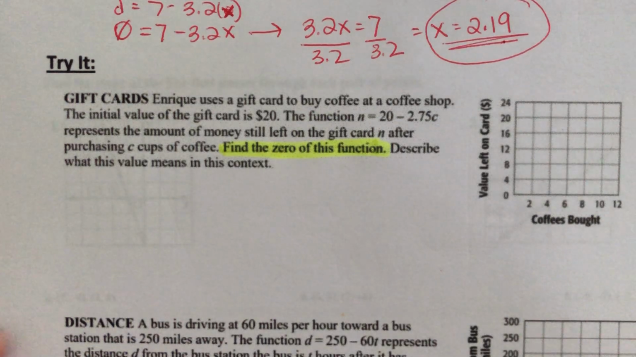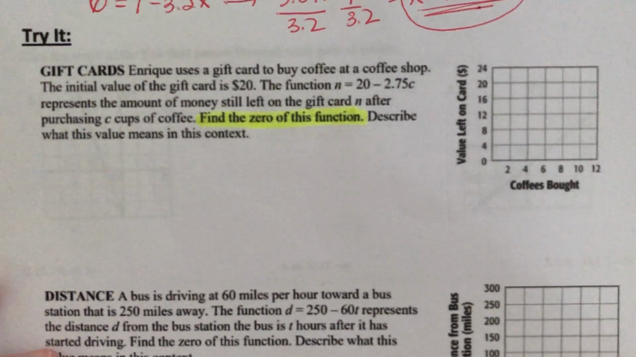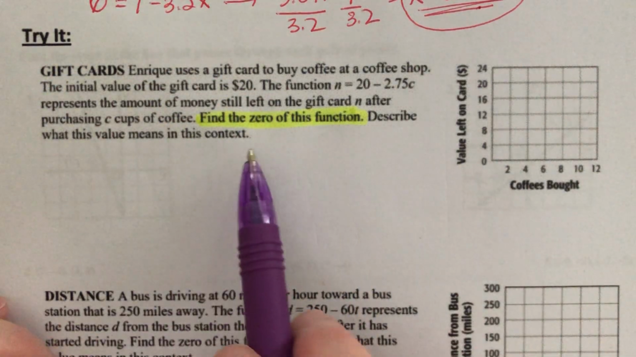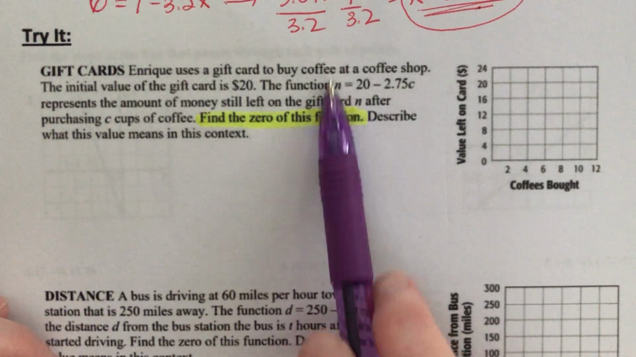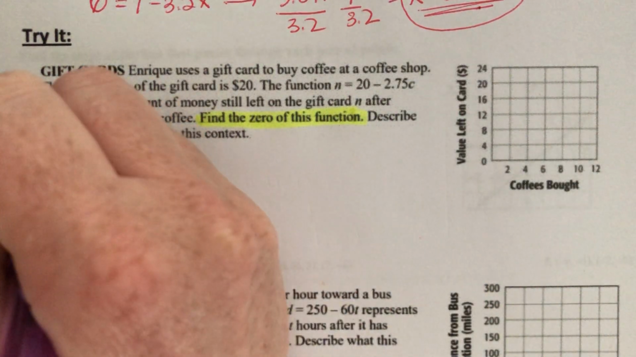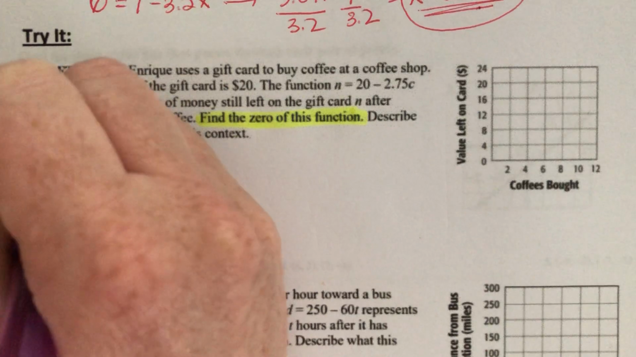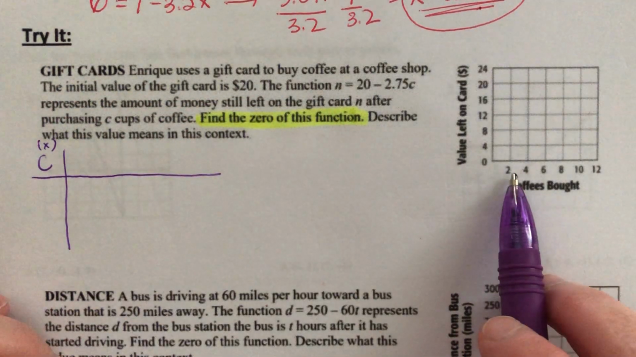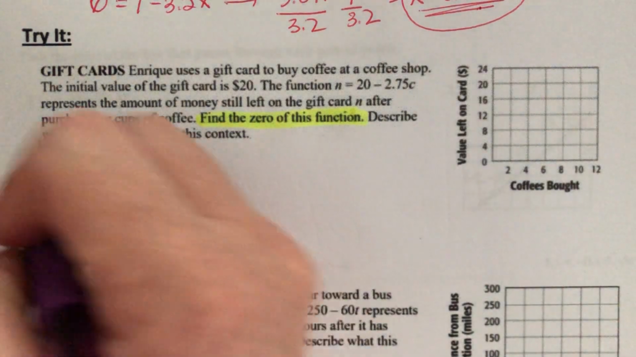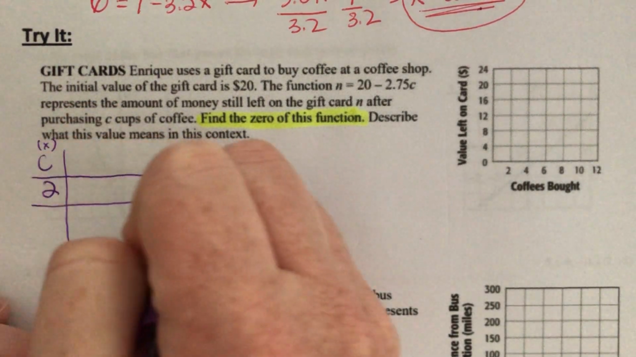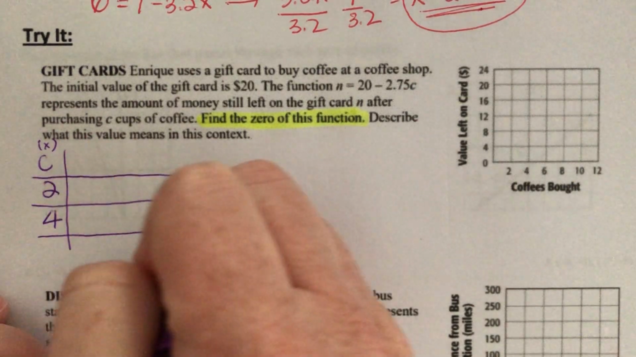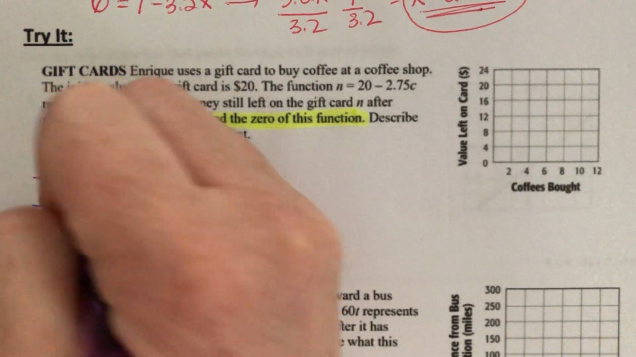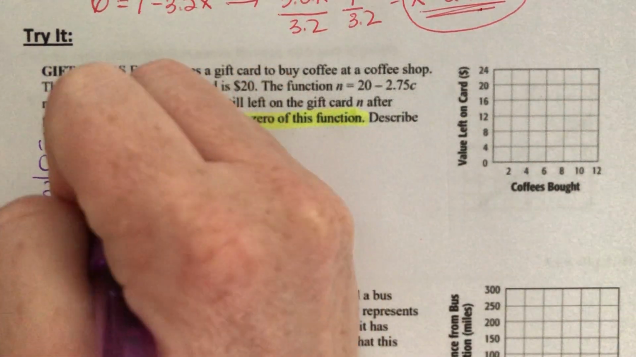Well, first thing we want to do is make a little table. We've got our graph over there to the right. Let's make a little table. So we've got our x and our y value. Y is n and x is c. So c cups of coffee, and I'll put x in parentheses up here. So let's say, what's on the bottom here? 2, 4, 6, 8, 10, 12. Let's do 2, 4, and 6. Let's just do that, okay? Then we've got our equation, n equals 20 minus 2.75c.